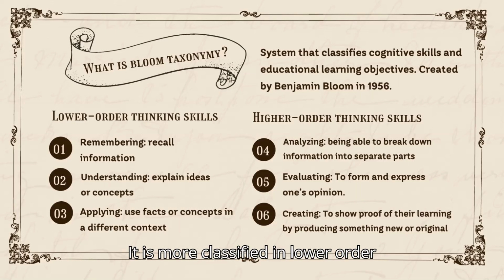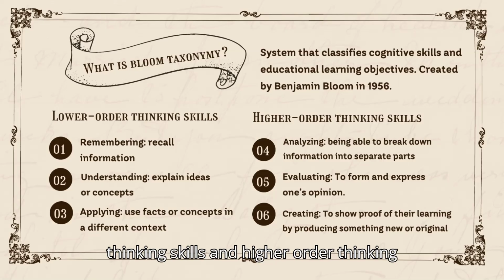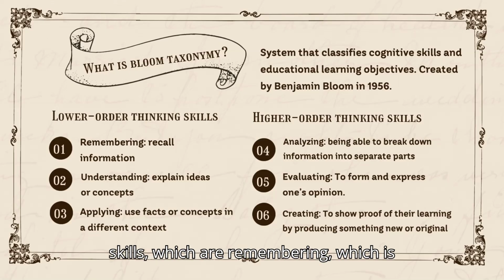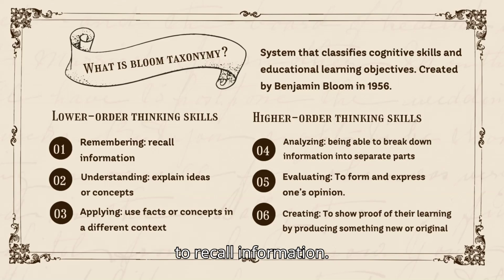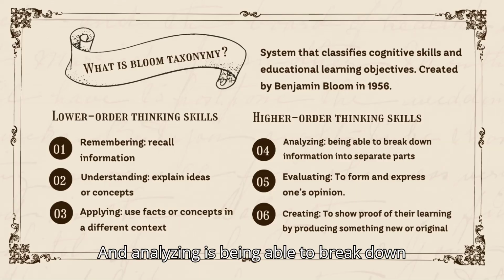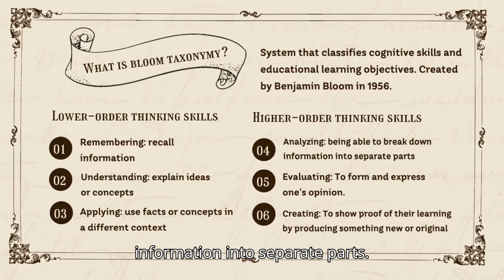It is classified into lower order thinking skills and higher order thinking skills, which are remembering, which is to recall information, understanding is to explain ideas or concepts, applying is to use facts or concepts in a different context, and analyzing is being able to break down information into separate parts. Evaluating is to form and express one's opinion. And creating is to show proof of their learning by producing something new or original.